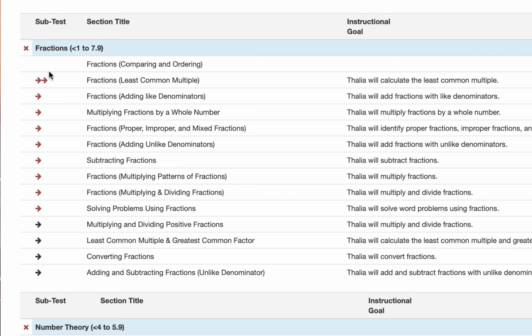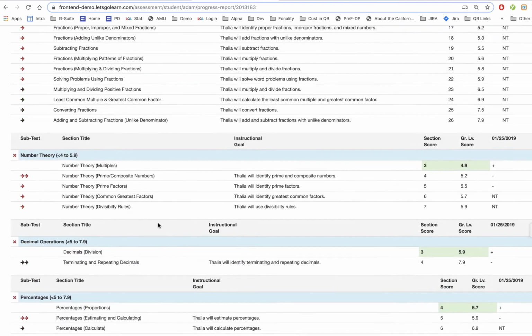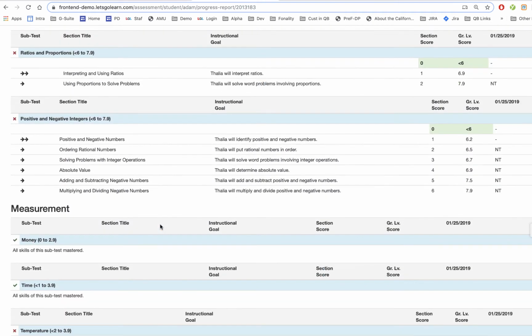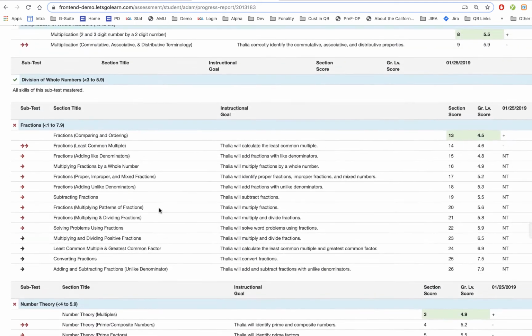Within fractions, we see she needs a little bit more work. She's operating at a fourth grade level, but she needs to work on calculating the least common multiple and then adding fractions with like denominators and so on and so forth. And all of these skills are below her grade level, so it's in red, meaning she needs to work on this in order to get up to grade level. But this report goes on and on and on. There's lots of information, very, very specific. Students can understand it, parents can understand it, teachers can understand it.